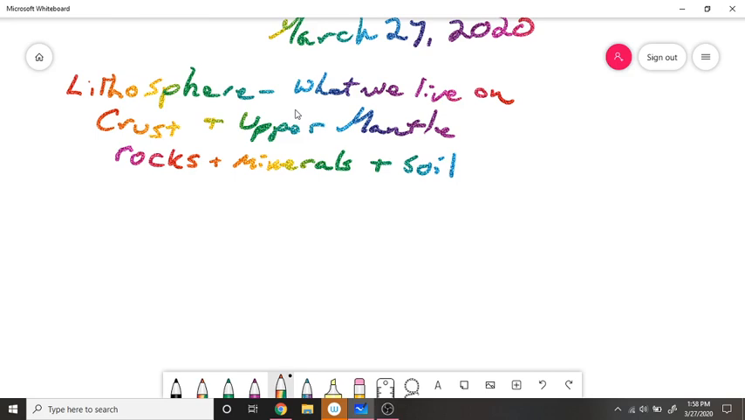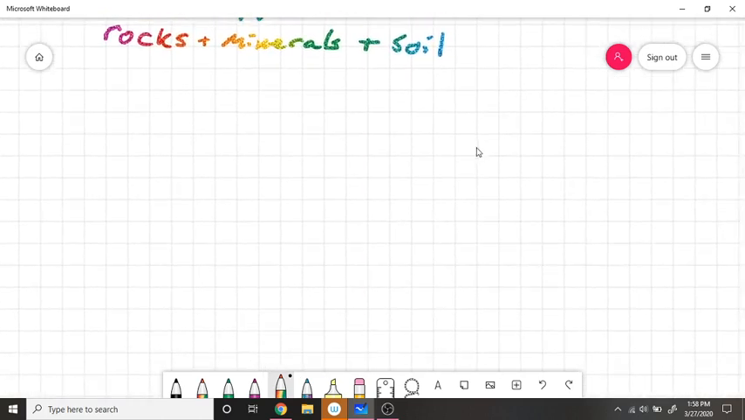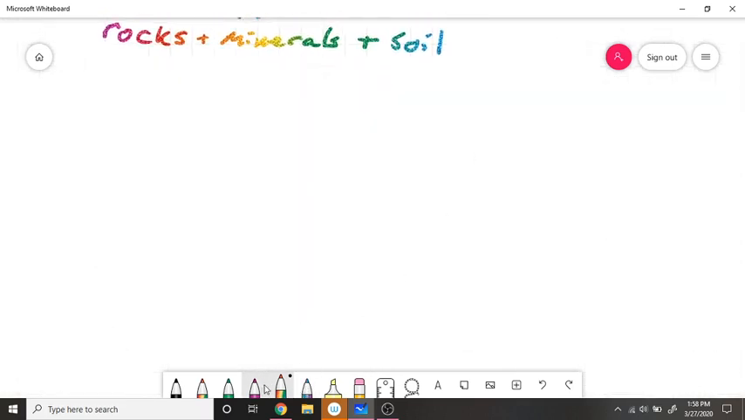Now, I'm sure if I asked you guys what a rock is, you would all have some idea, and you'd probably all know what soil is too. It's like the dirt that the plants and stuff grow in. But what are minerals? So we're going to talk about minerals first.